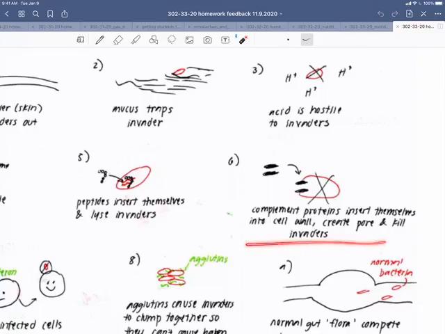Many animals produce what are called complement proteins. It's actually a catch-all term for a number of proteins. One major category of them are porins. They insert themselves into the membrane as pores, and then that kills the invaders as they leak out through all of these pores.